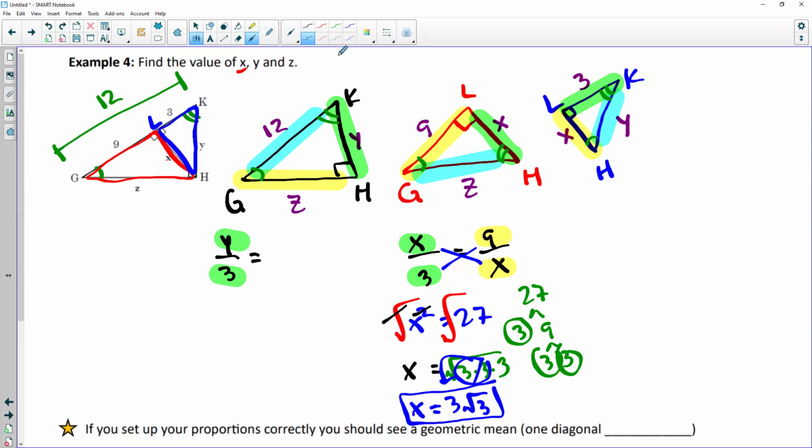That's going to introduce a new variable, make things more complicated. So let's pick the blue side. Okay, let's do the side of length 12. So let's do blue over blue. Blue over blue here would become 12 over y.